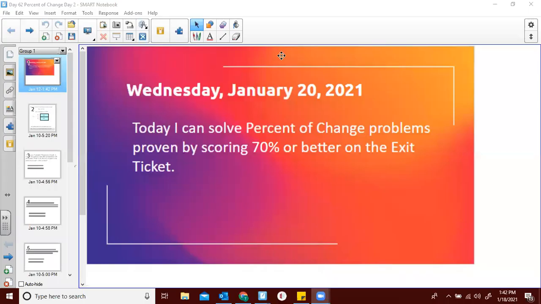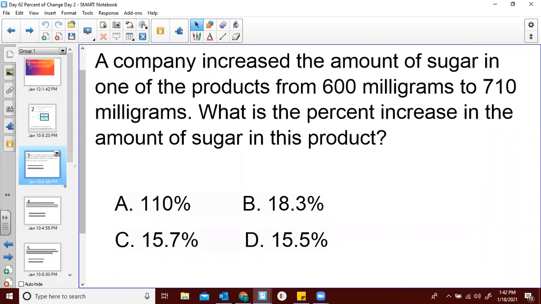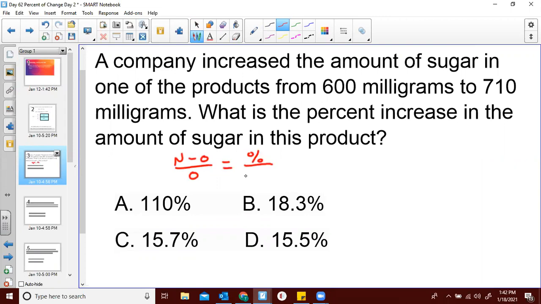Okay, so today we are going to continue with percent of change. A company increased the amount of sugar in one of the products from 600 milligrams to 710 milligrams. What is the percent increase in the amount of sugar in this product? Okay, so we want to make sure that we remember our formula. New minus old over old equals percent of change, which is what we're looking for, over 100.